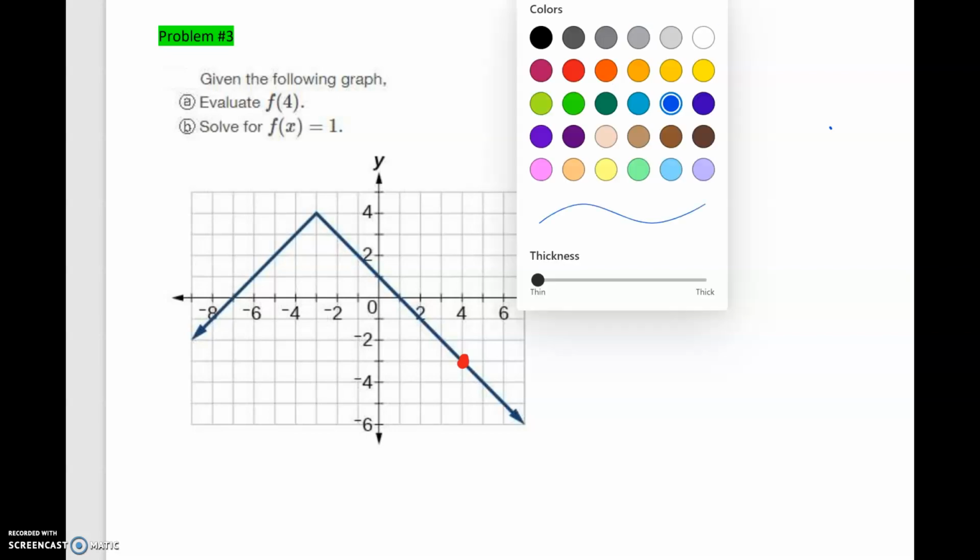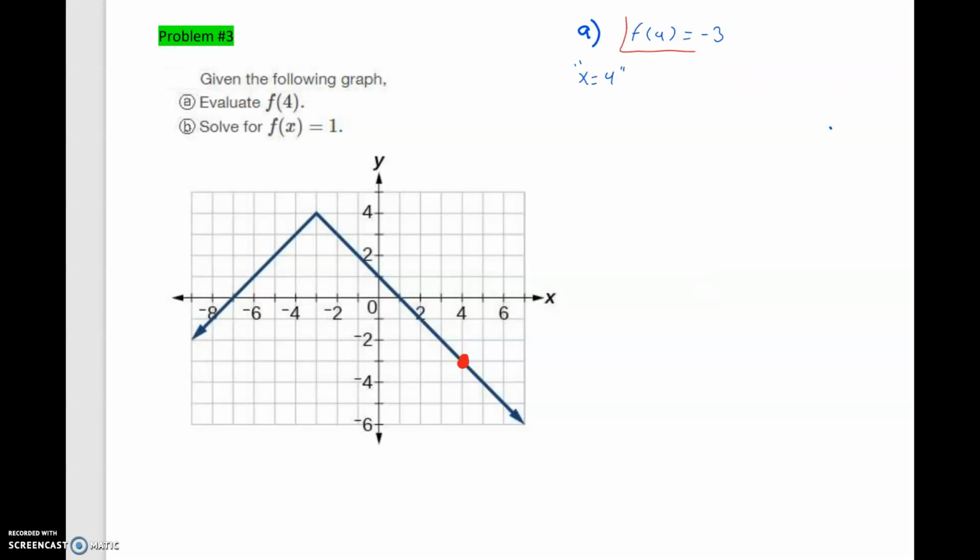-3. And for these problems, we're basically not solving algebraically. We're just looking at the actual graph. So in this case, for x is equal to 4, this is 4, and then you only have one output, which happens to be -3. That's it for A.